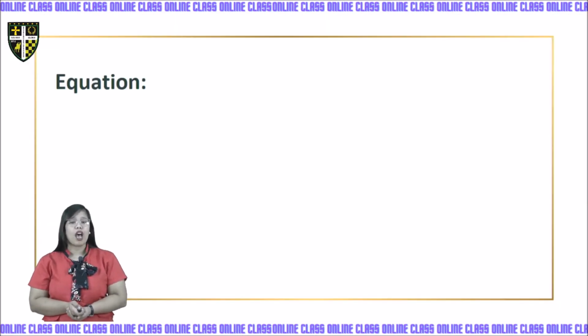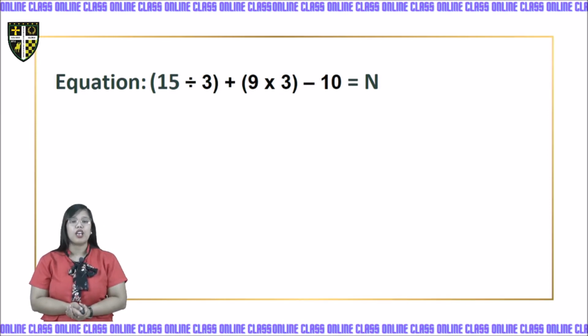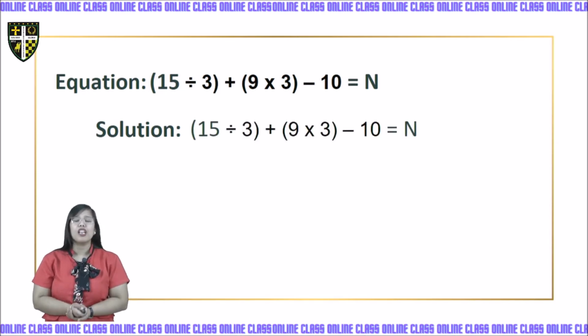Okay, let's have now examples. The first one is the quantity of 15 divided by 3 plus the quantity of 9 times 3 minus 10 equals n. So let's find out what will be the answer. So here is the solution. Again, we should apply the PEMDAS, which stands for parentheses, exponents, multiplication, division, addition, and subtraction. So, first we will answer all the numbers in the groupings or parentheses.